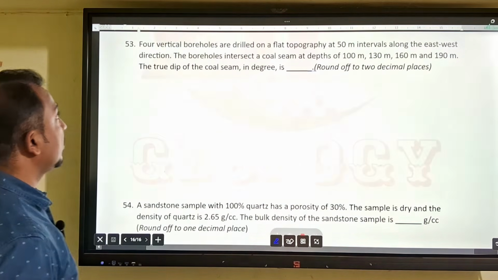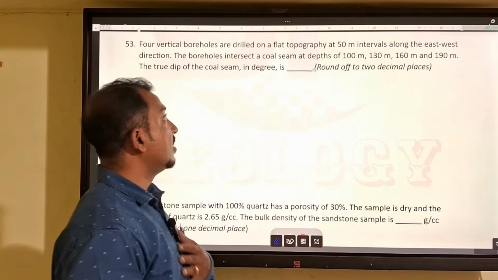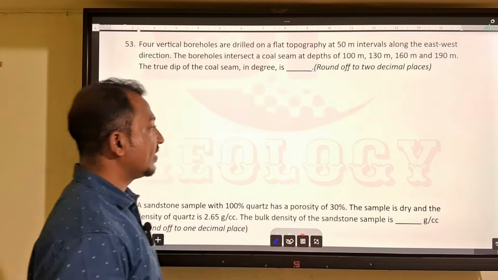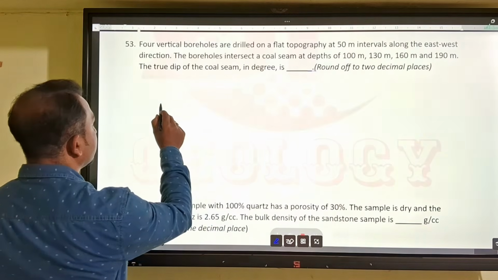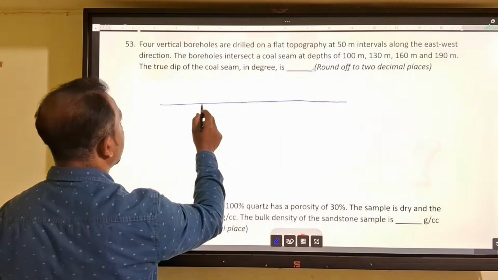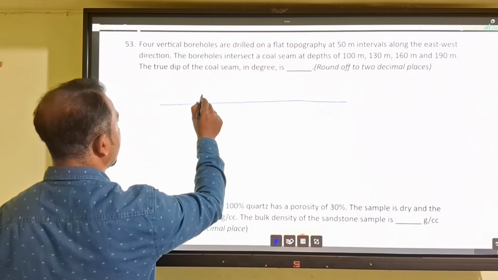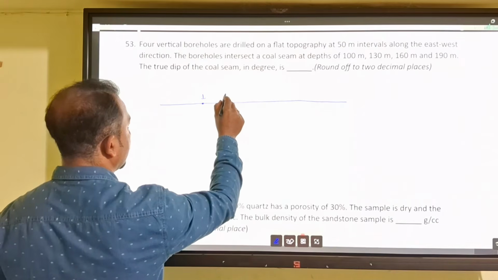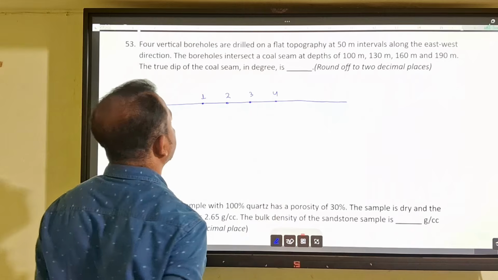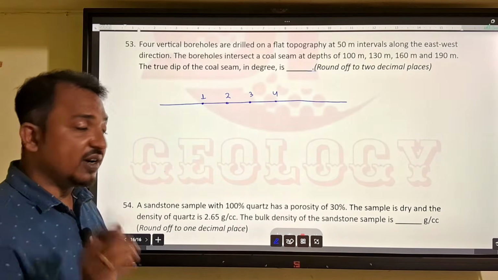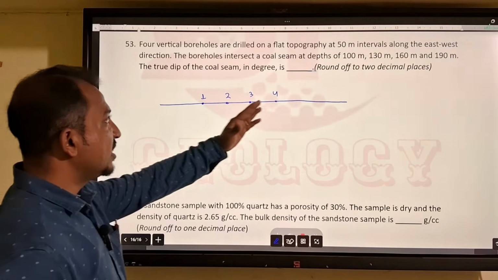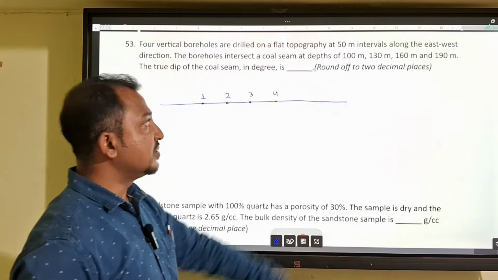Another question, where 4 vertical boreholes are drilled on a flat topography at 50-meter intervals along the east-west direction. So this is our surface. We have to put boreholes. Suppose we have to put 4 boreholes: 1, 2, 3, 4. All are separated by a 50-meter distance. Then the boreholes intersect the coal seam at a depth of 100 meter, 130 meter, 160 meter and 190 meter.